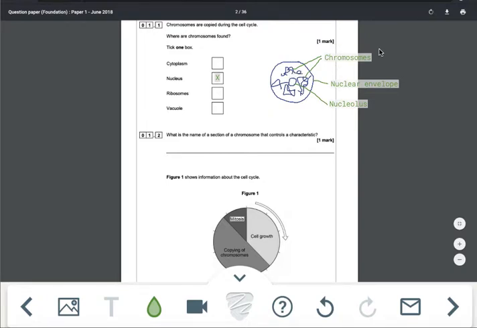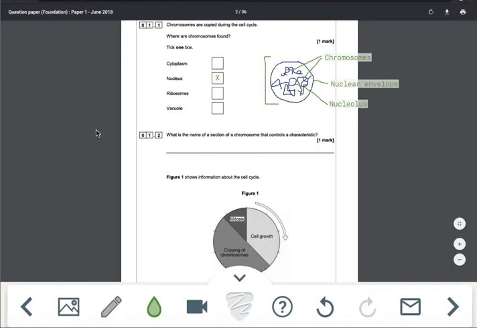So here we have the chromosomes, and here is the nucleolus. This whole thing here is the nucleus. And the cytoplasm surrounds the nucleus, and the ribosomes and the vacuole are found also outside the nucleus in the cytoplasm. So let's go on to the next question.